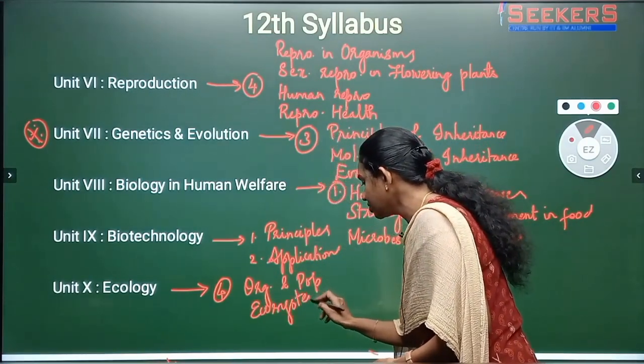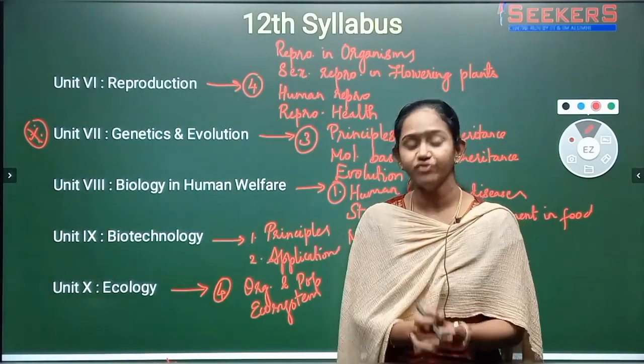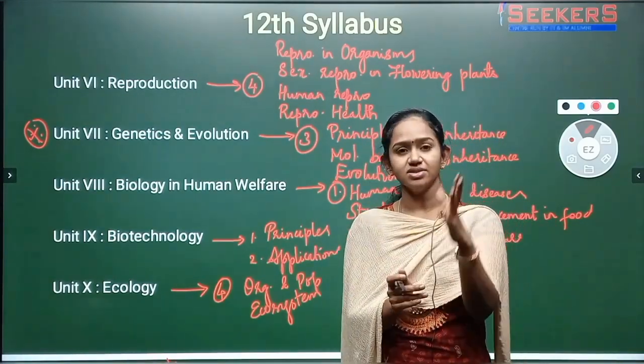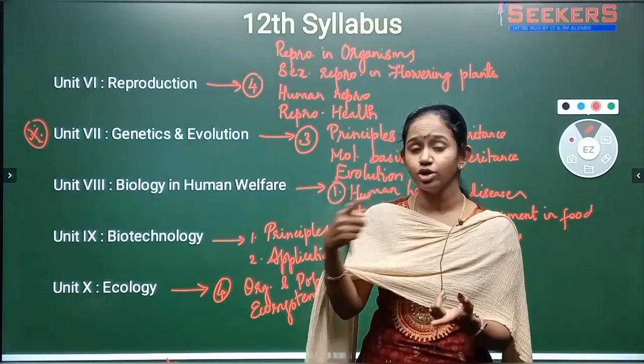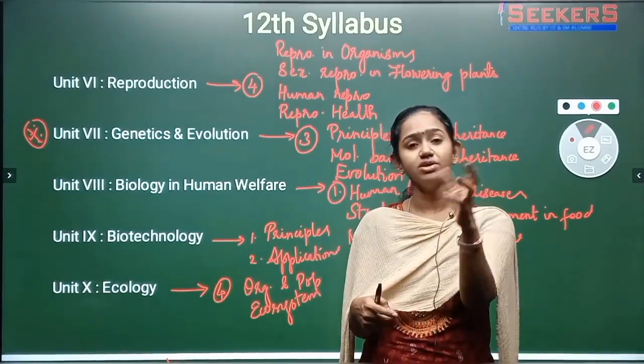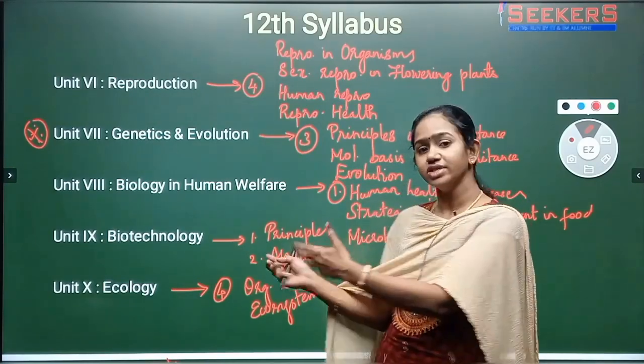Okay, the next chapter is ecosystem. Ecosystem is going to deal with the basic structure and functions of the ecosystem, that is, what do you mean by food chain, food web, and then ecological pyramid, ecological succession, and then some of the biogeochemical cycles. All these we will study here.